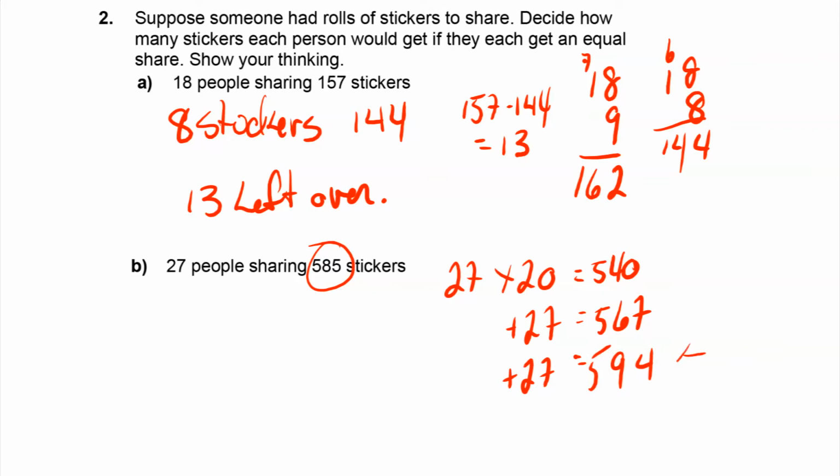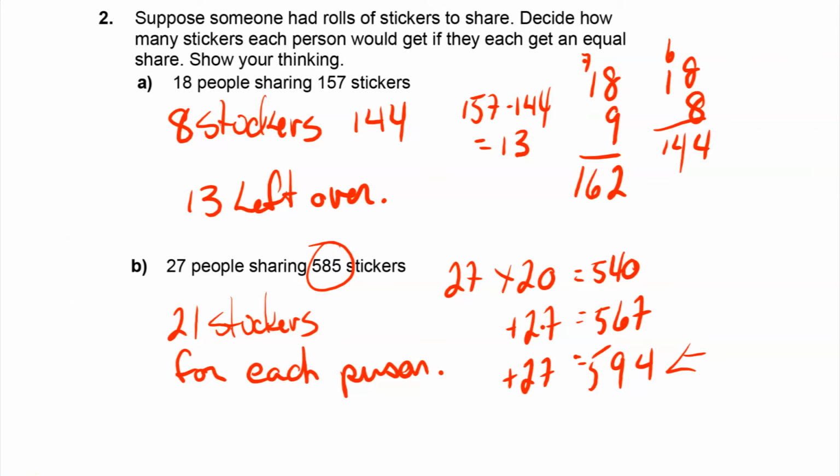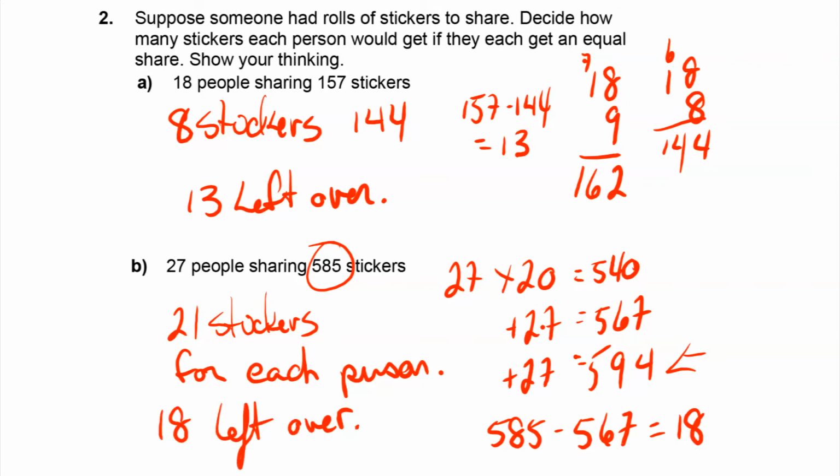So here I've gone too far, so I know that I can do 20 plus one more, so 21 stickers for each person, which means I've used up 567 of the 585. So 585 minus 567 is a difference of 18. That means there's 18 left over.